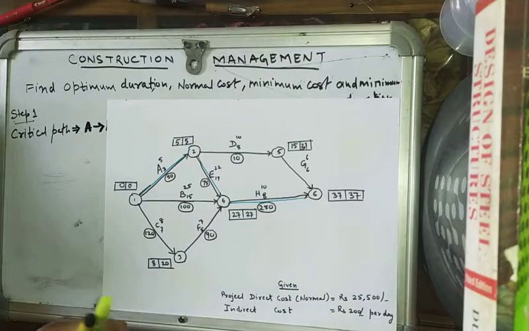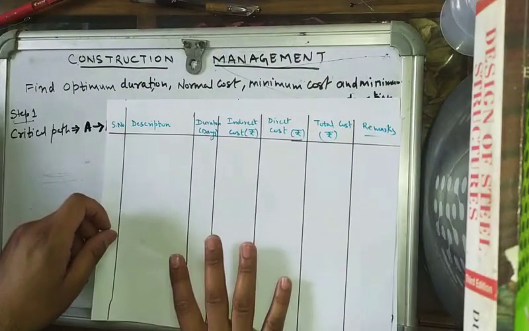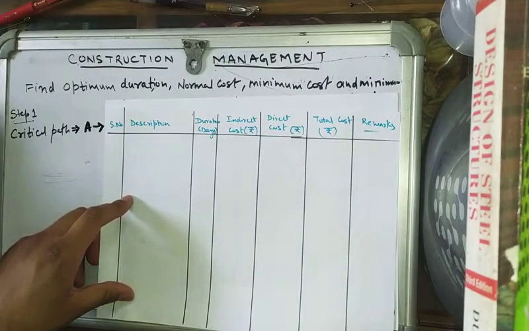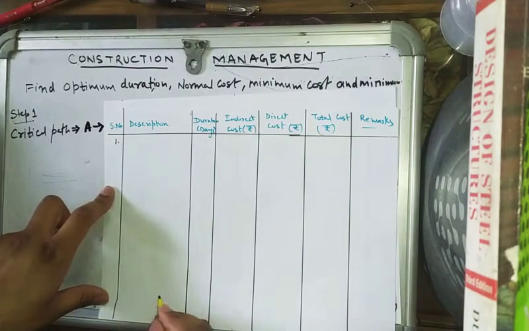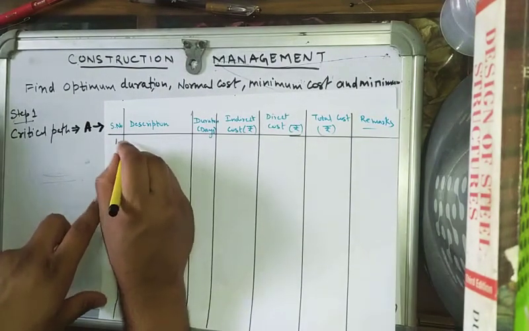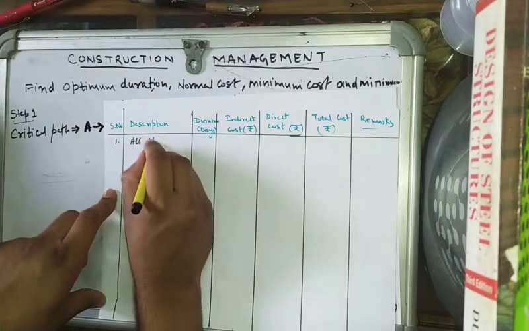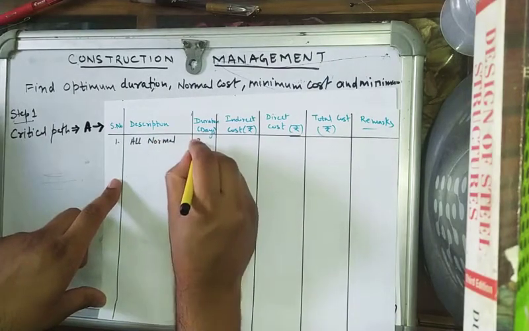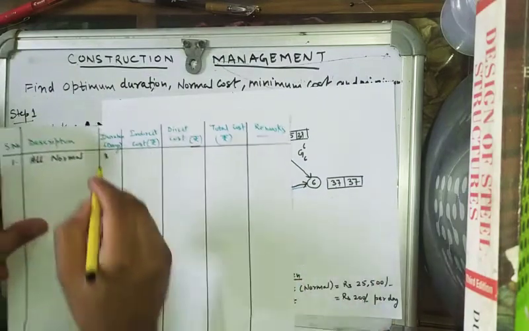For this, we'll draw a table simultaneously. We'll fill up this table so that we can calculate the total cost. Here for step number 1, we have taken the normal time, so we'll write all normal. The duration has been found out as 37 days.